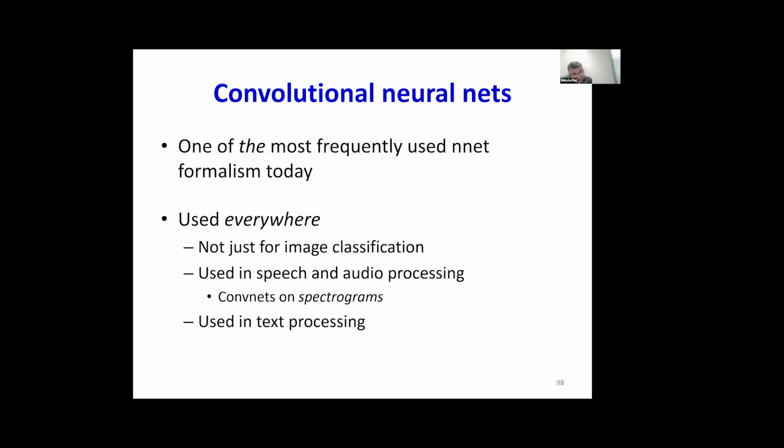And so coming to the end, convolutional neural networks are now one of the most frequently used neural network formalisms. They're used everywhere, not just for image classification. They're used in speech and audio processing. In speech, we often apply convolutional networks on spectrograms. They are even used in text processing. Text is a sequence of words, and we often use them to analyze the sequence of words. We use them in analyzing financial markets. We'll see that in the next class.